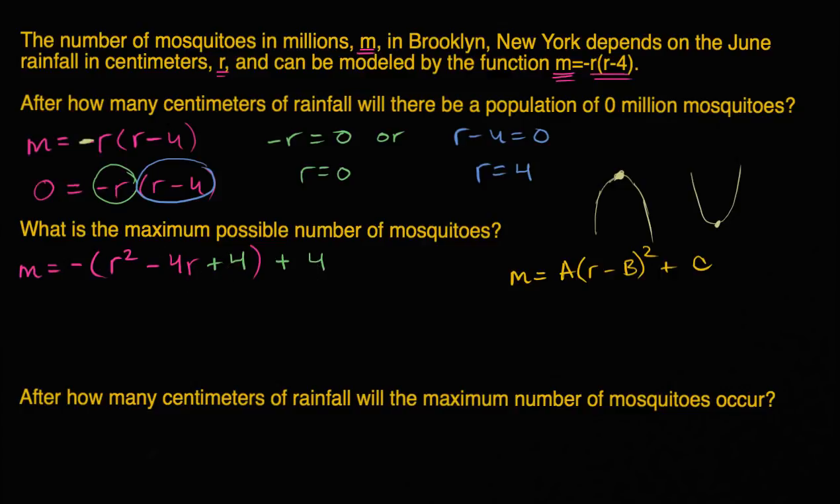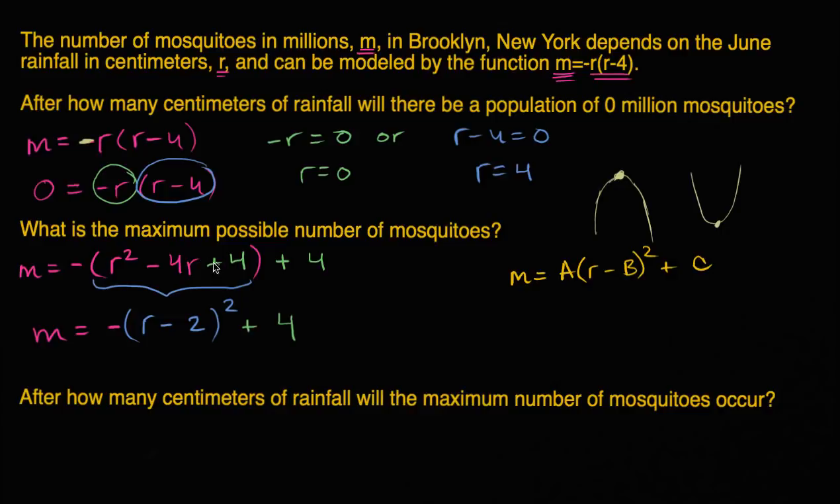But anyway, now that I've done that, this piece right over here, the whole reason why I added 4 is to make it a perfect square. This is now the same thing as r minus 2 squared. I have the negative out front. We have m equals negative r minus 2 squared plus 4. And just like that, I've written it in vertex form.